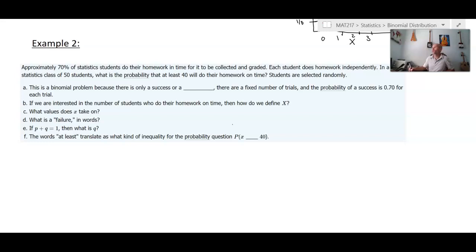Before we get to that question, let's look at a few things. This is a binomial experiment because there is only a success or a failure. There are a fixed number of trials, and the probability of a success is 0.7 for each trial. If we are interested in the number of students who do their homework on time, then how do we define x? Well, x equals the number of students in a group of 50 who do their homework.